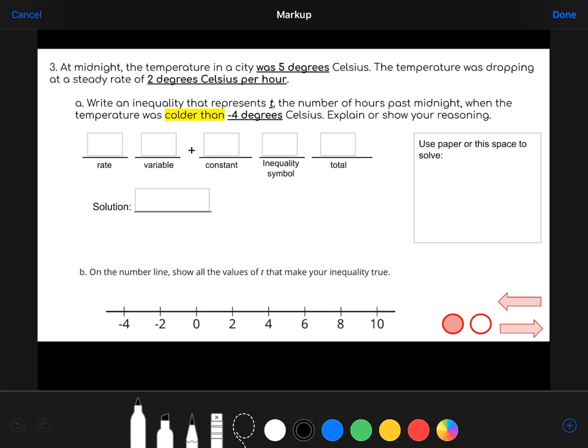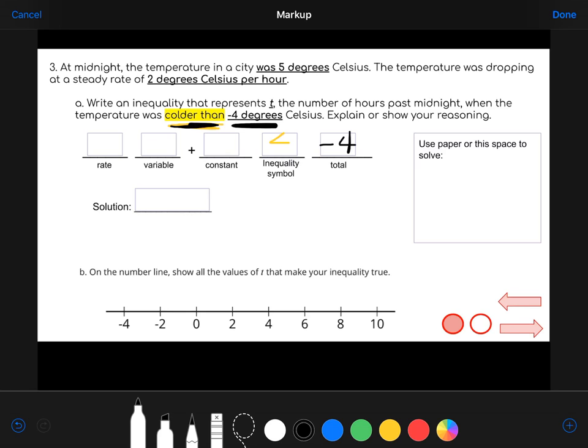So first thing I'm going to do is identify my inequality because that's highlighted yellow. I'm going to start there. It says colder than, so that means I want it to be less than negative 4 degrees. So here is my inequality. I have less than, and my total is negative 4 degrees.